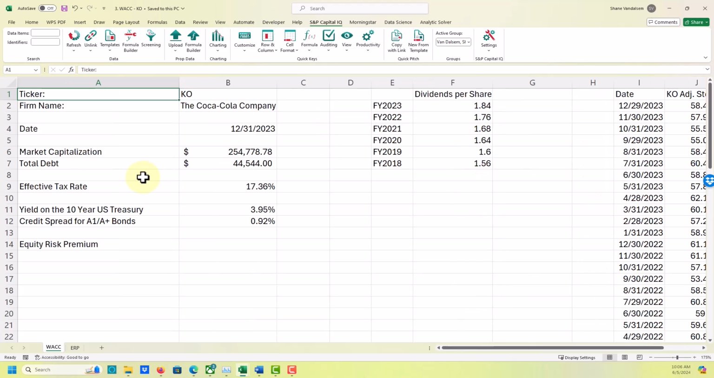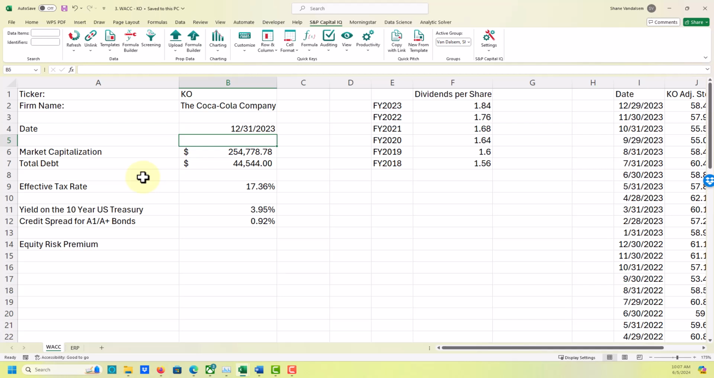Oftentimes we look up information online using the ticker symbol for the firm. The firm's name is the Coca Cola Company. The date we're looking at is 12/31/2023. As of that date, the market capitalization, so the total value of Coca-Cola's outstanding equity, if we took the shares outstanding and multiplied it by the price per share, was $254,778,780,000. So we rounded that there to the closest million.